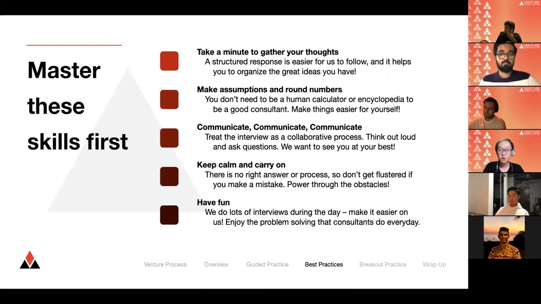I'm sure a lot of venture members can tell you about times in their individual interview where they thought they made a little bit of a mistake, but they bounced back and they were able to pass the individual interview. And lastly is to have fun. Enjoy the problem solving that consultants do every day.